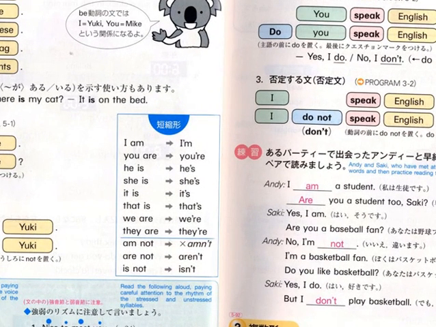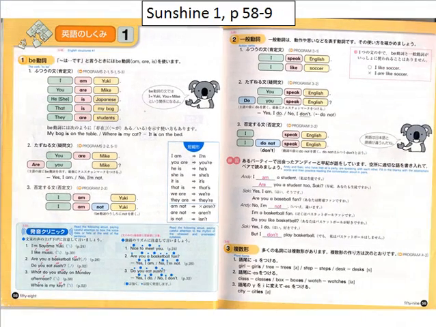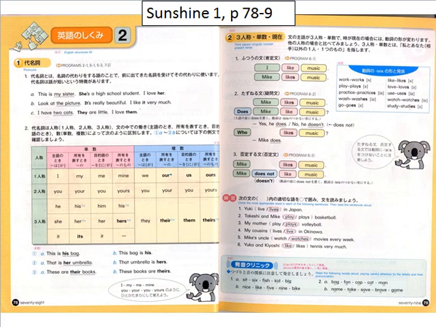So we have grammatical information on this page. This is just a summary of the grammatical items that are taught before these pages. So these are the first grammatical items that junior high school students are taught. So if you have Sunshine 1, you may take a look at these sections later.